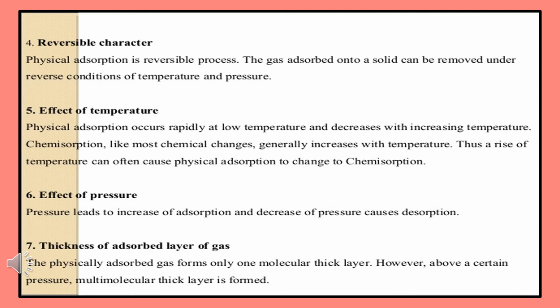And the last one is called thickness of adsorbed layer of the gas. Physically adsorbed gas forms only one molecular thick layer, that is called unilayer. However, in chemisorption cases, with increasing pressure, a multimolecular layer is formed. These 7 are the factors which influence the adsorption of gas on a solid adsorbent. Is it clear, students?